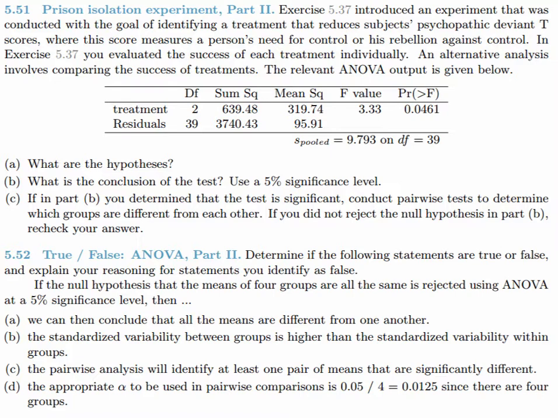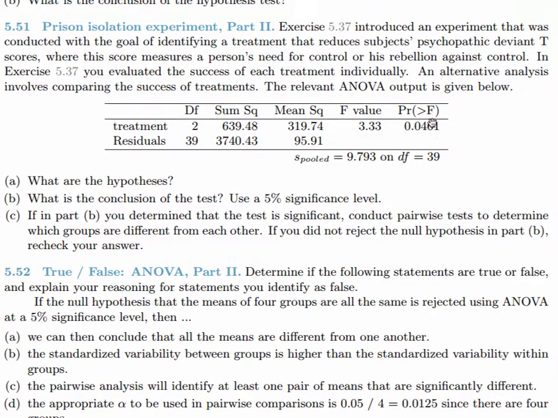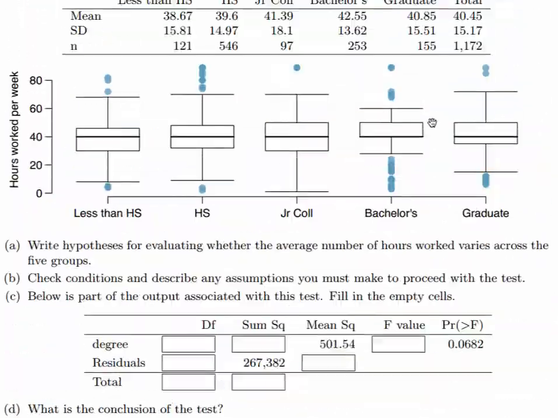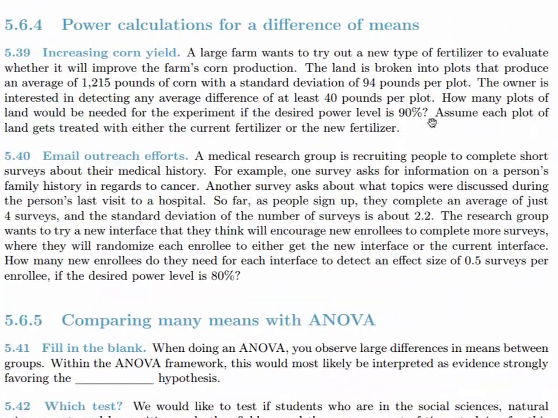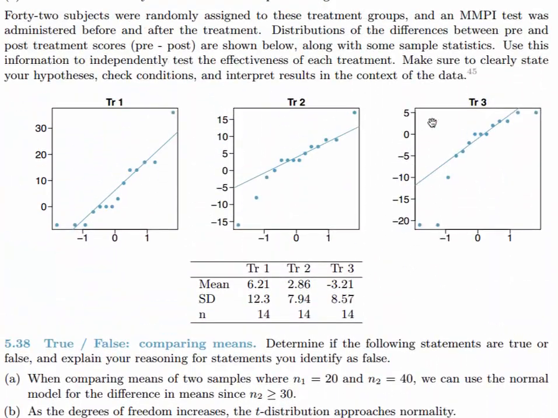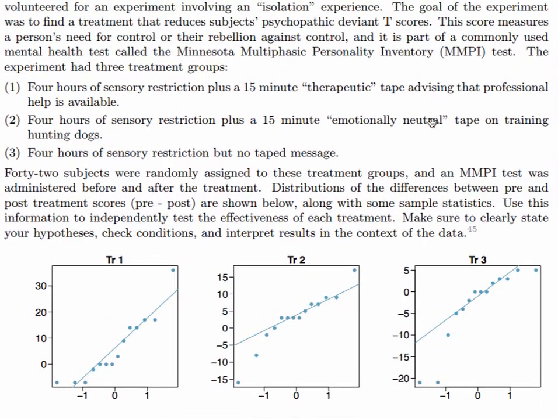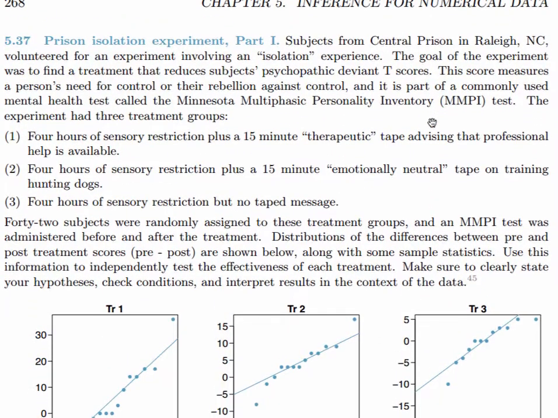In exercise 5.37, you evaluated the success of each treatment individually. An alternative analysis involves comparing the success of treatments. The relevant ANOVA output is given below. What are the hypotheses? Okay, so before we start this, let's scroll back up and take a look at 5.37. There's some valuable information in that problem. Although it was not assigned to us, we still really do need to look at that before we continue with this one. So this gives you a little bit more background into what was actually going on.